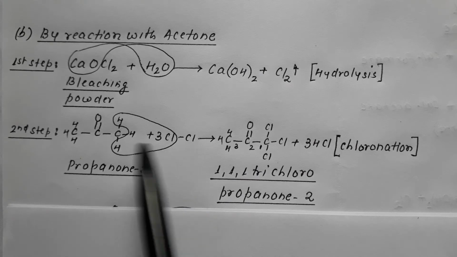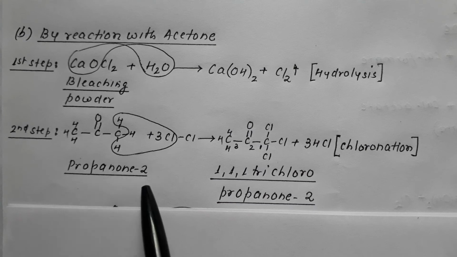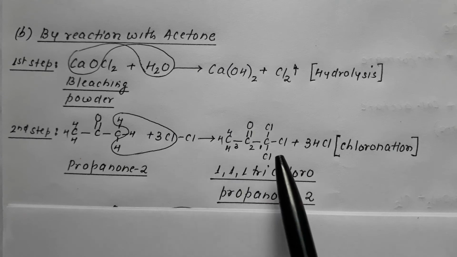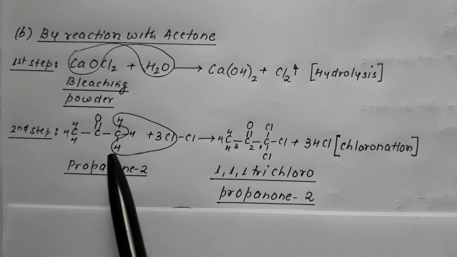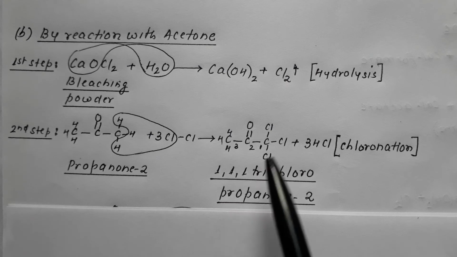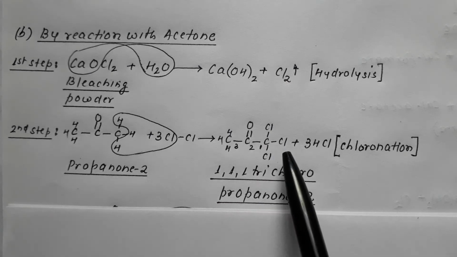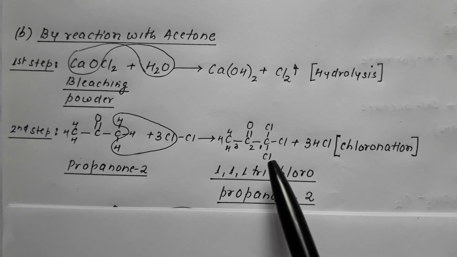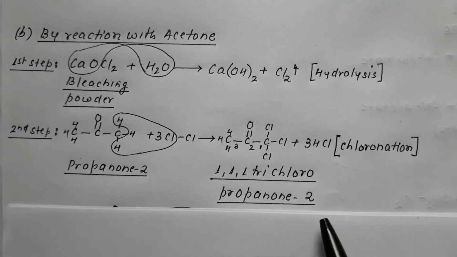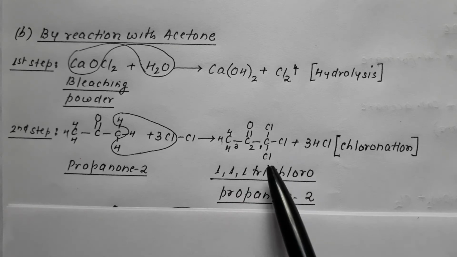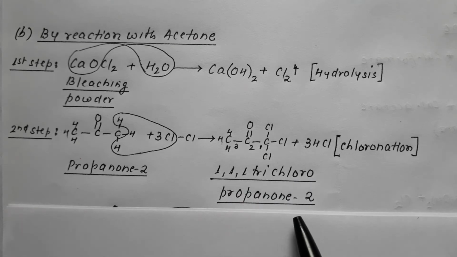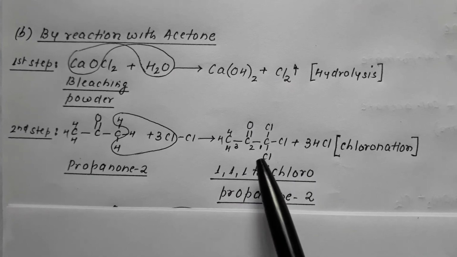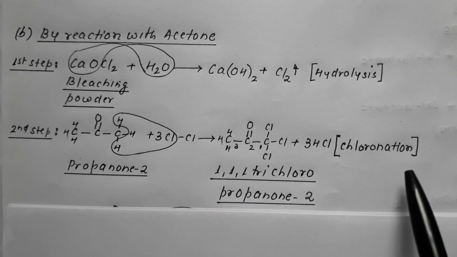It reacts with chlorine. These 3H of propanone-2 get replaced by 3Cl. 1Cl comes over here, 1Cl comes over here, 1Cl comes over here, resulting in formation of 1,1,1-trichloropropanone-2 plus 3 molecules of HCl. Since the product is having chlorine, therefore it is termed as chlorination.